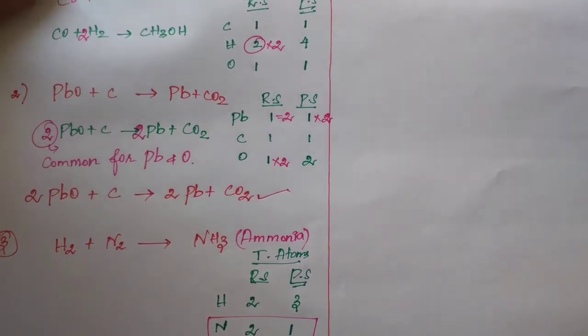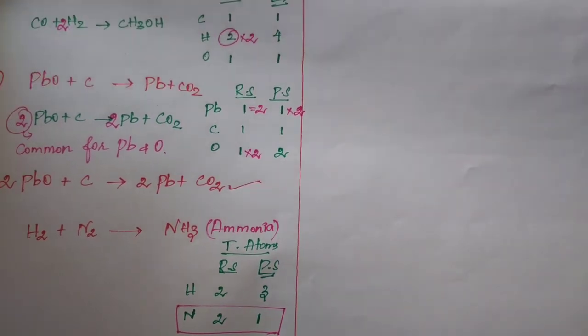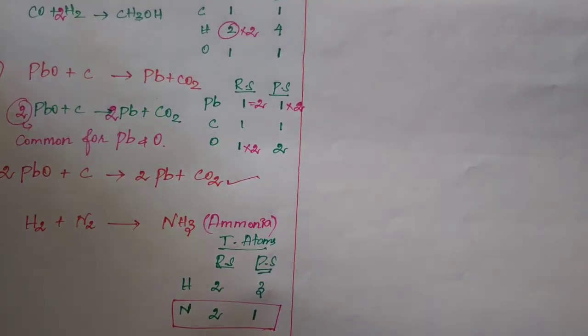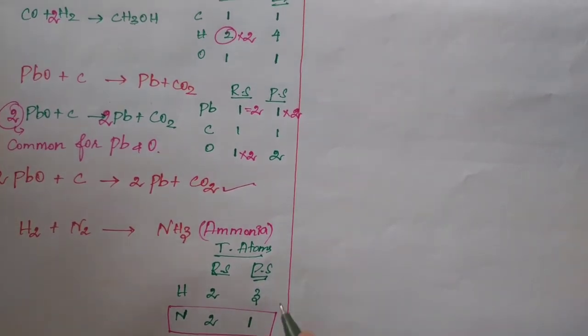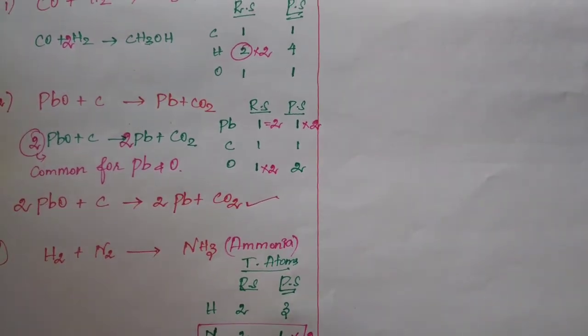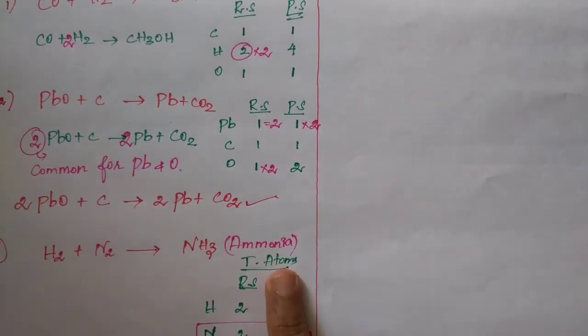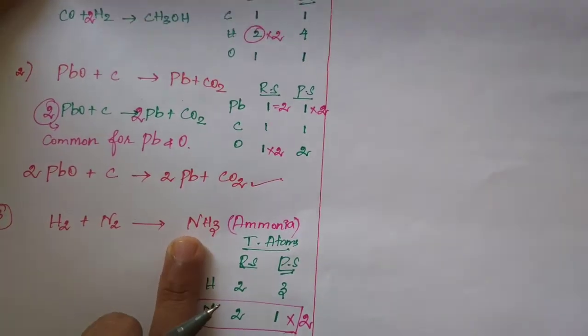In this nitrogen 2 you cannot reduce, but 1 you can increase. How will you increase? By multiplying by 2 you can increase this 1 to 2. In which side is it multiplied? Product side. Then you have to multiply 2 in the product side, students. So see now.